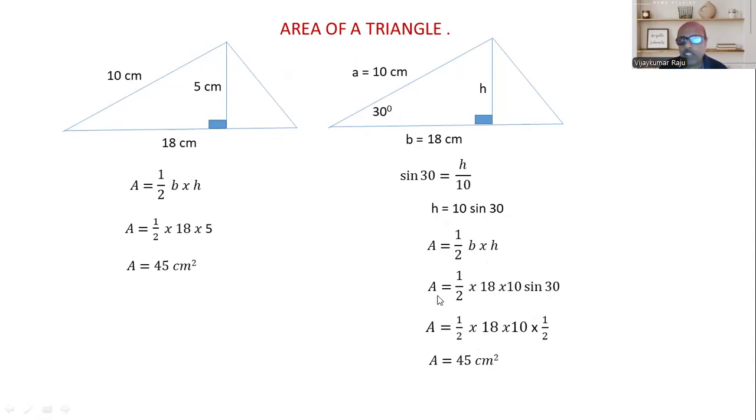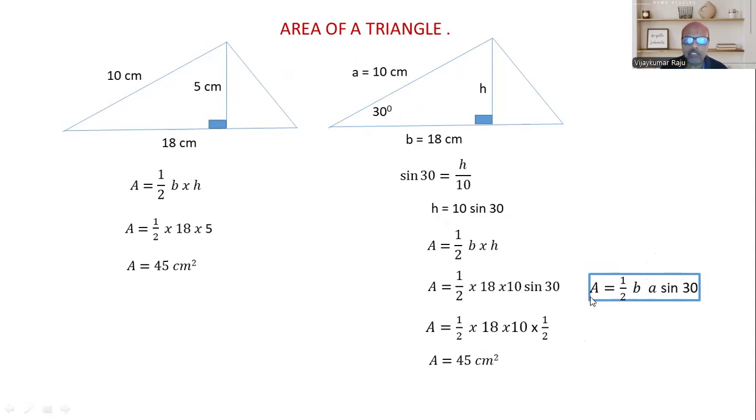But we have a different formula here. See, these are the sides which include this angle. So the formula will be half into b into a into sine of the angle. That means the area is half the product of the two sides containing the angle and the sine of the angle.